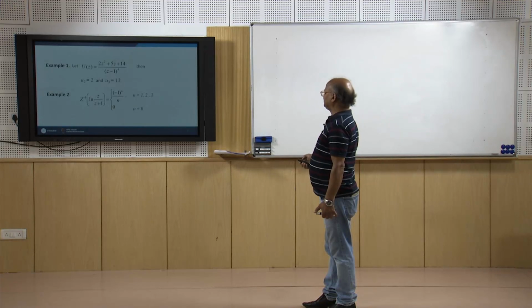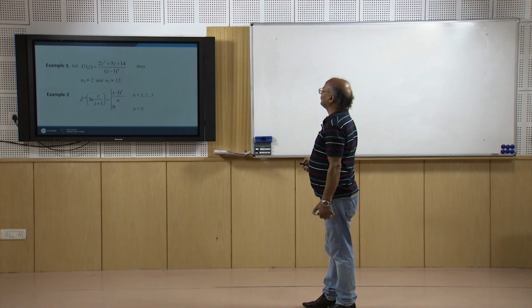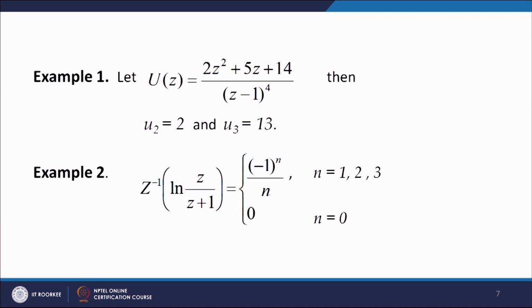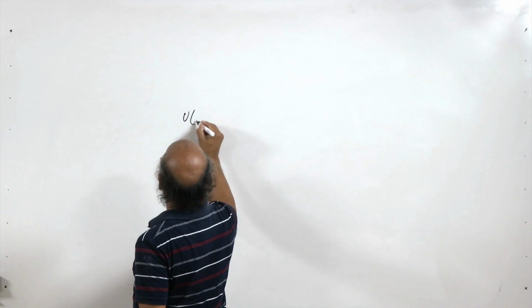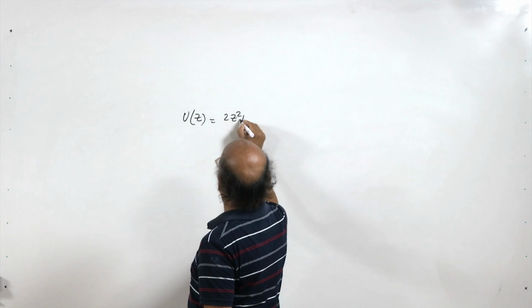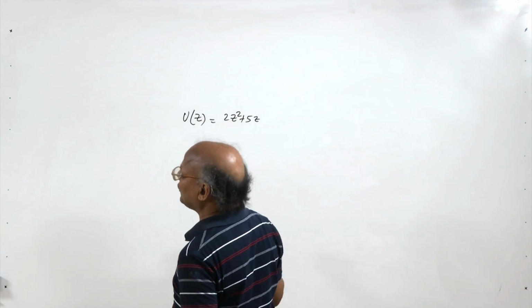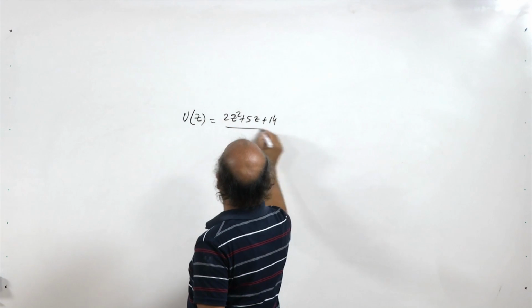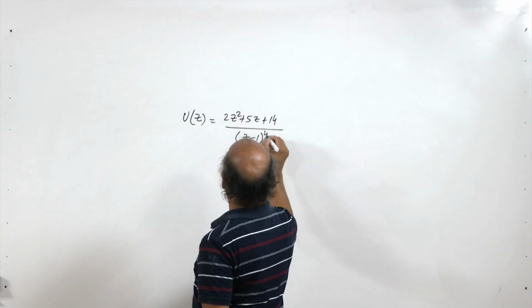Let us use the initial value theorem to find the initial values of the sequence un when its z transform is known. So, let us say Uz is known to us and we want to determine the value of un for n equal to 2 and n equal to 3. So, let us see how we get this. Uz is equal to (2z square plus 5z plus 14) divided by (z minus 1) to the power 4.